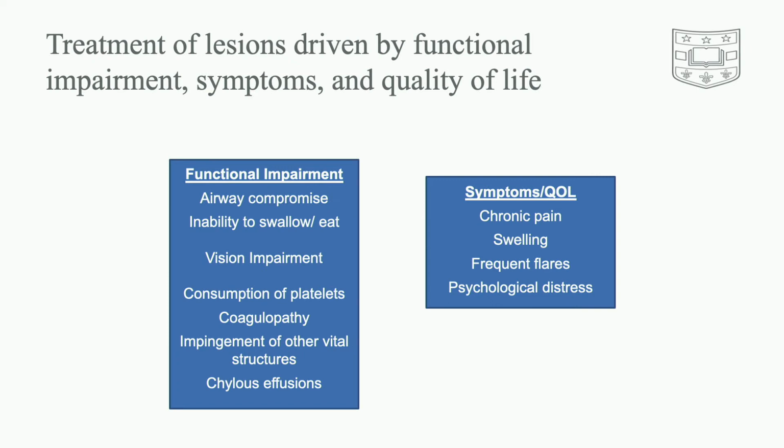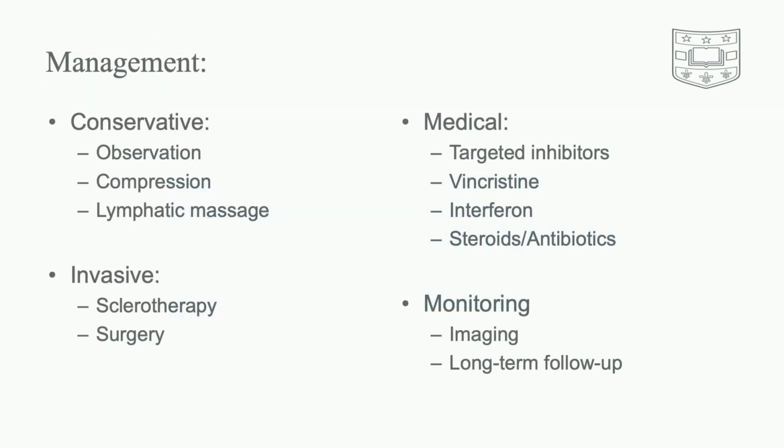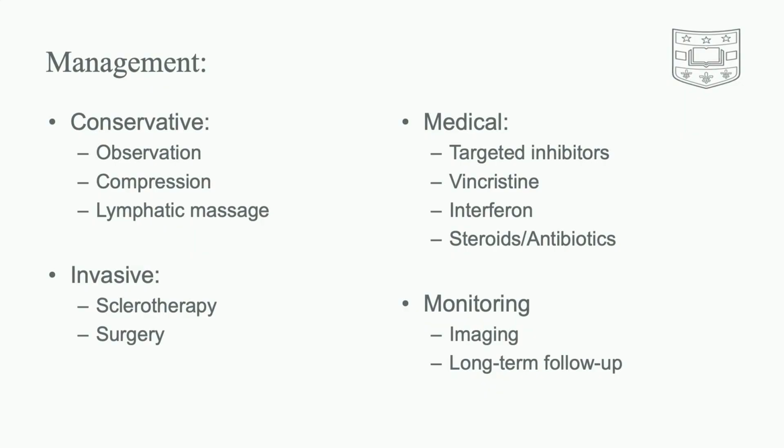But even in the absence of those, some of these patients can have chronic pain, swelling, disfigurement, flares, and a lot of psychological distress. So we have to take all of that into account when we figure out what the right treatment is. And there's 4 main pillars of treatment. One is conservative, which might be the best treatment is no treatment. Just observing, doing some compression, doing lymphatic massage, finding an occupational therapist or a physical therapist who's got specific training in lymphatic massage. Sometimes it's sclerotherapy, sometimes it's surgery.